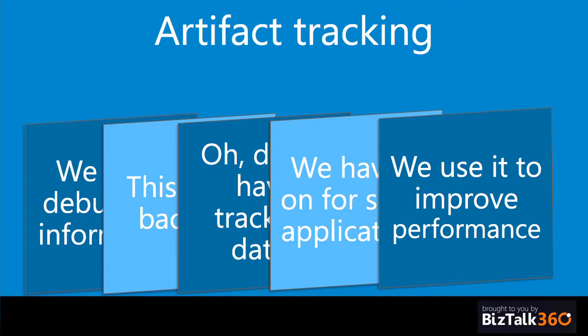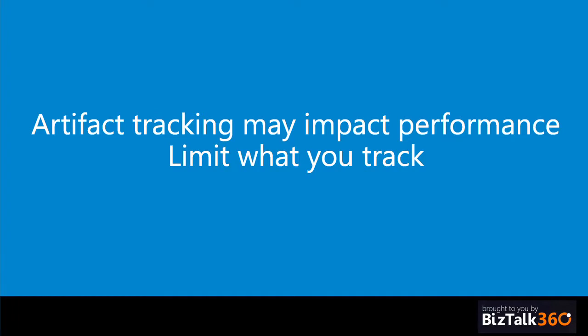And this is the worst comment I ever got. What do you think happens when you turn off debugging or turn off tracking? Performance is better, right? An improvement in performance. While you have it on, less performance. So artifact tracking, I say, may impact performance. In most cases, it will impact performance. Maybe not drastically, so it'll be a problem for you, but it will definitely give you better performance by turning it off.